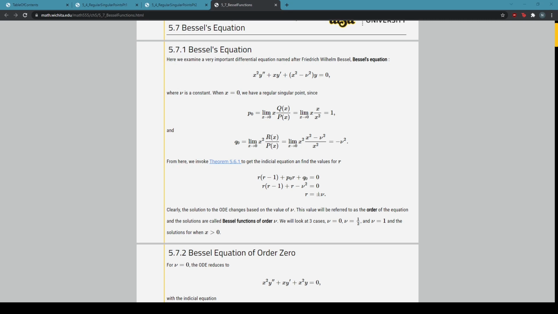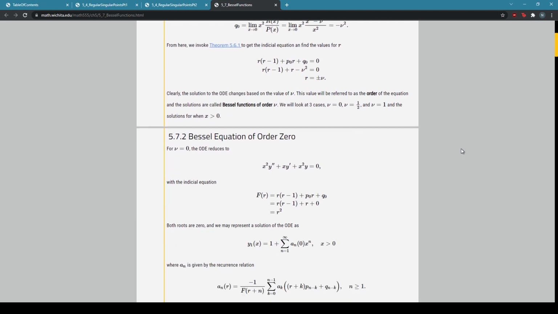All right, so if you want to think about it in terms of this direction, there's a bit of a shortcut available. If you just need to find the exponents at the singularity, you can use the analytic form of the differential equation to write down the indicial equation.